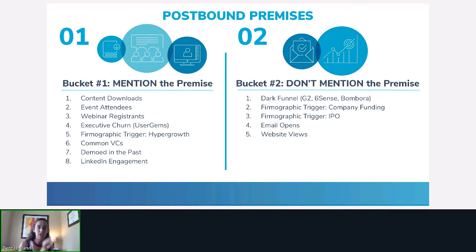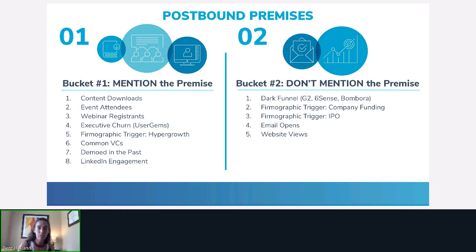So if you look into all these different sequence suggestions that I labeled here, let's just dive into a couple of them. You've got content downloads, event attendees, webinar registrants, executive churn, firmographic triggers, common VCs, demoed in the past, dark funnel, company funding, IPO, email opens, or website views. So this is a comprehensive look of all of the different sequences that I have built for my reps, and they are shell sequences. On the left-hand side, for column 1 here, we actually do mention the premise. We say like, hi, notice that you went to sales development conference. And then we transition and make it about them.